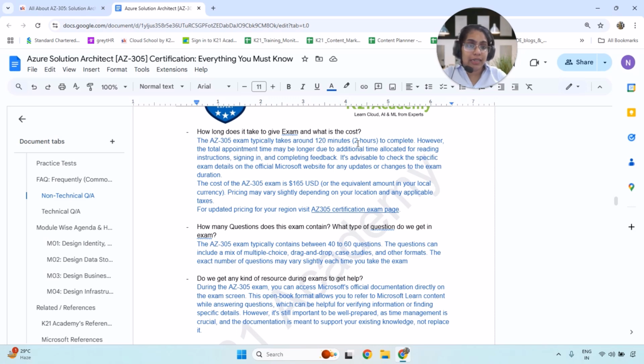So it's advisable to check the specific exam details on the official Microsoft website for any updates or changes to the exam duration.